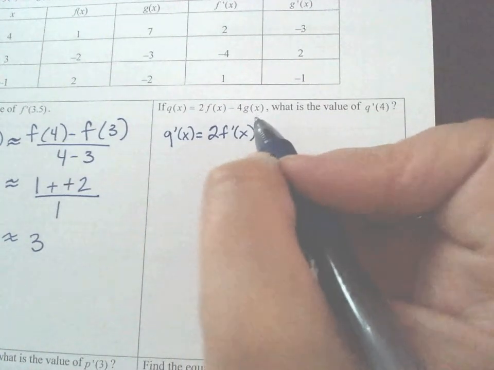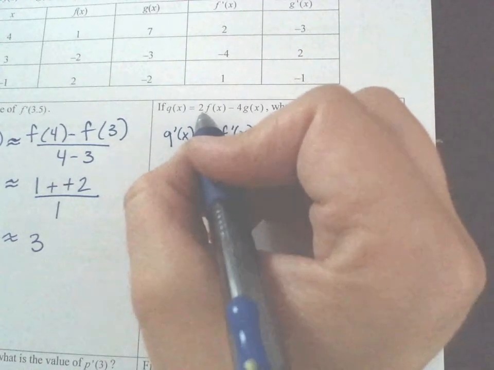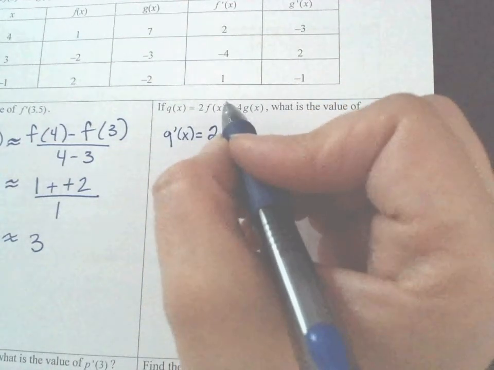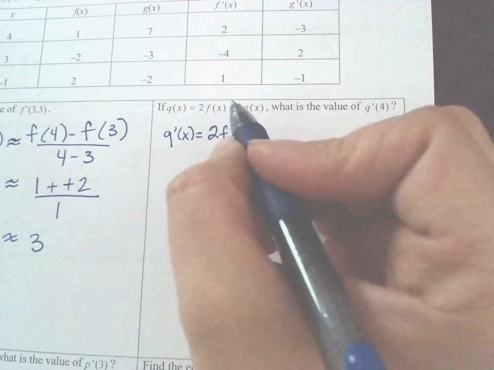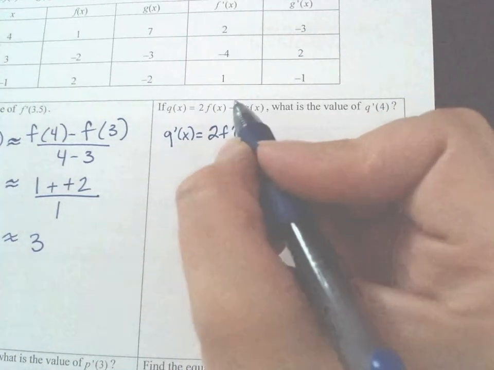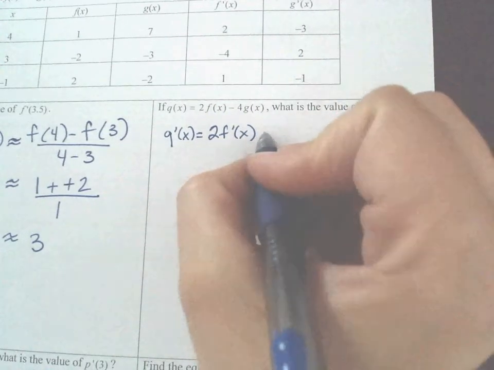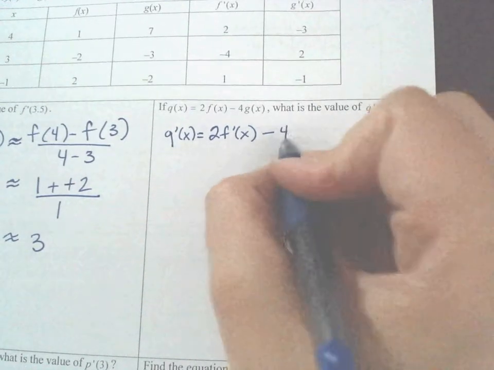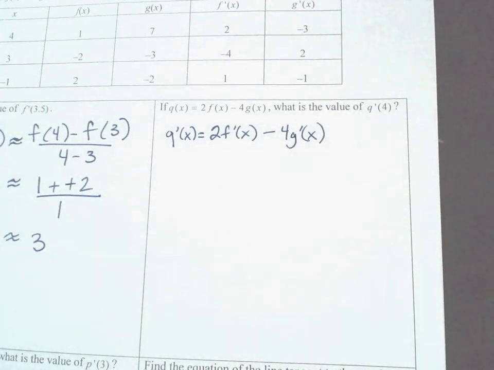What do y'all think the derivative of 2f of x is? It's just a coefficient. So the derivative of 2 times f of x, it's like if I asked you what's the derivative of 2 sine x. You would keep the 2 there, take the derivative of sine, and then put the 2 back. So it's 2f prime of x. What is the derivative of 4g of x? 4g prime of x.